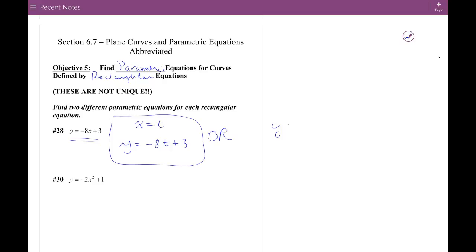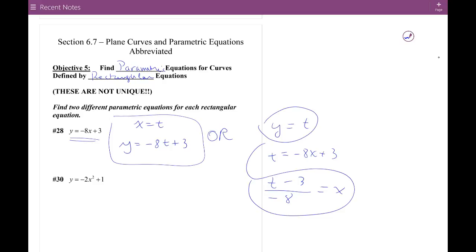So you could have y equal t, and then t would be negative 8x plus 3. So then you'd have t minus 3 over negative 8 would be the x. So this is another set of parametric equations that would also draw the same curve, but let's talk in class about what will be different then.